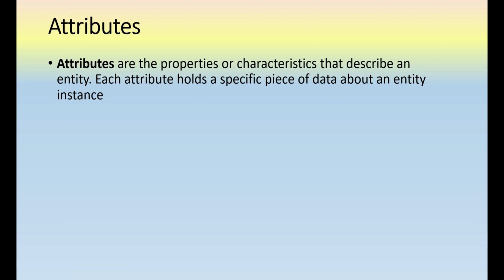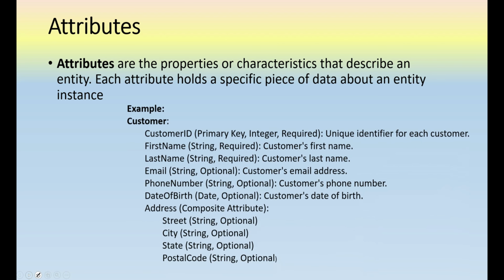And then attributes. Attributes are the properties or characteristics that describe an entity, and each attribute holds a specific piece of data about an entity instance. Attributes are nothing but the columns in the entity, right? They define the entity and the characteristics of that entity. Suppose you name the table customer, but what are the characteristics of the customer? Whether he has a phone number, a date of birth, an email ID, whatever, right? What is his age? All that will be defined by attributes.